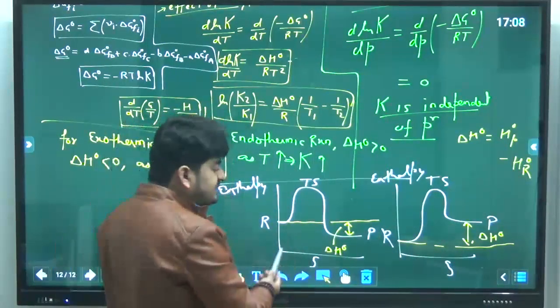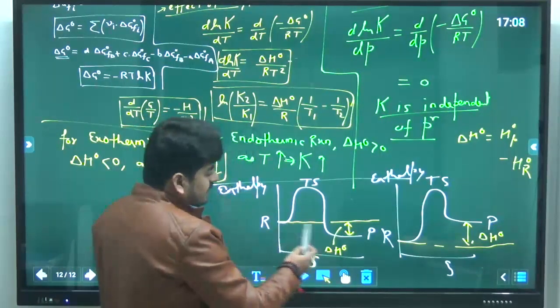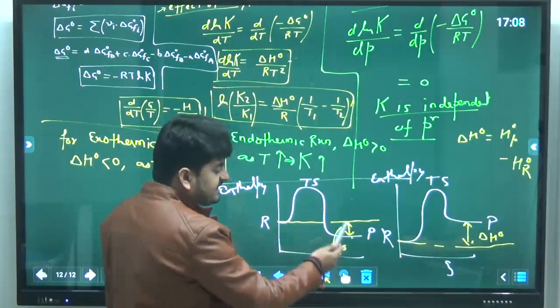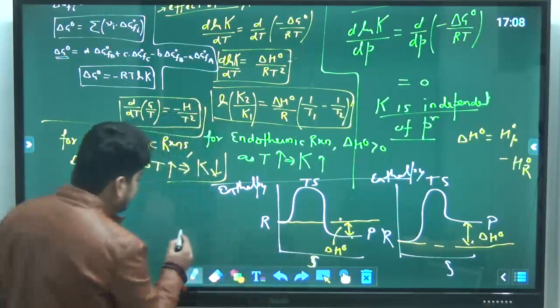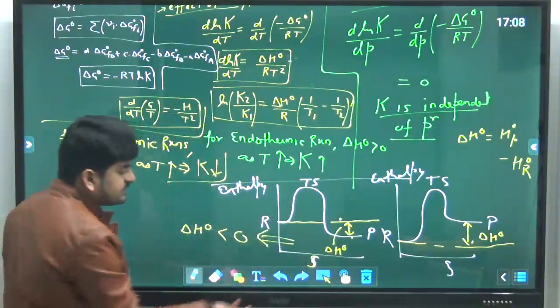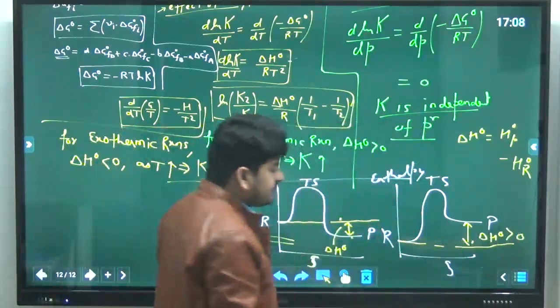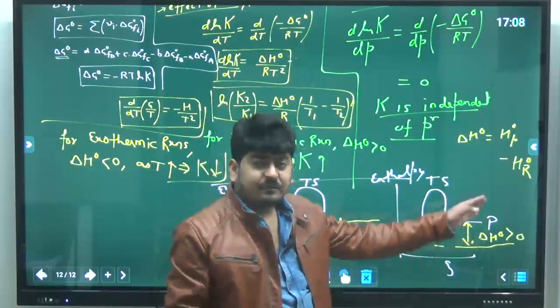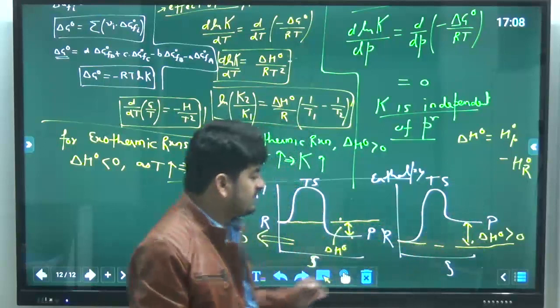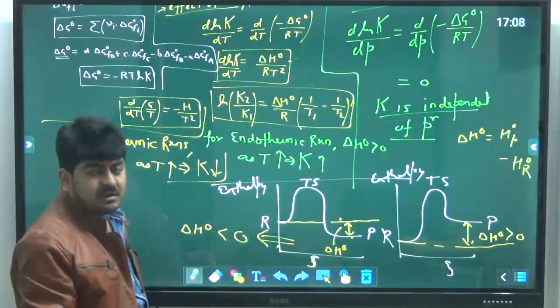So here you can see in this case, this is the extent of reaction. Final value of P is less than that of R, which means delta H naught will be negative in this case. And here in this case delta H naught has to be positive because the final value of enthalpy of product will be more than that of our reactant. So this is an exothermic reaction and that is an endothermic reaction.